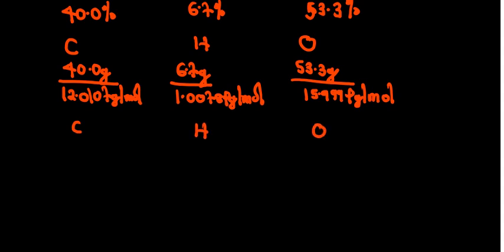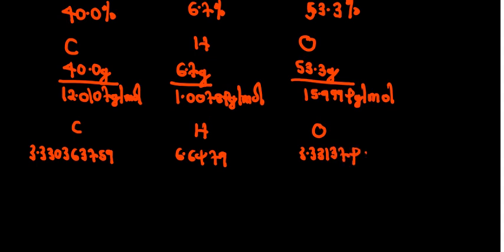So here we've got 3.3037 moles. And here we've got the value of 6.6479 moles. And here the moles of oxygen are 3.3137497. So this is equally, these are the number of moles.